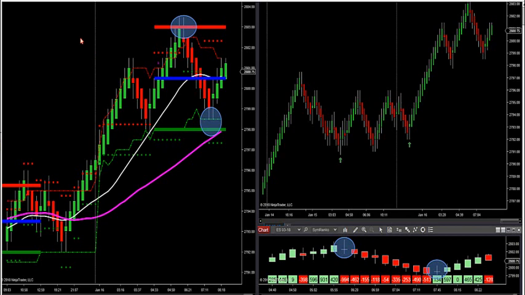These arrows do not repaint. In fact, you can go back a whole year on these arrows if you want, if you lease the system, and you're going to see every single buy, loser, and winner on the system with every time frame. So you're going to know right away the accuracy.